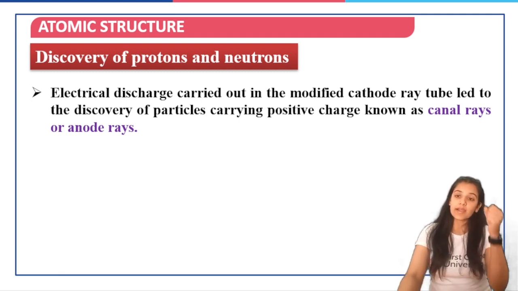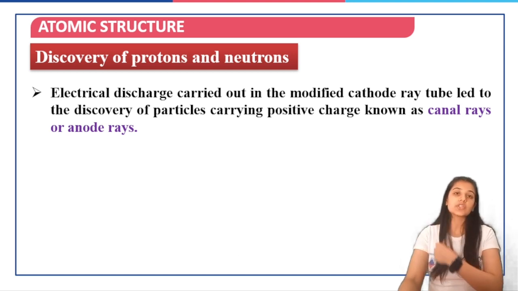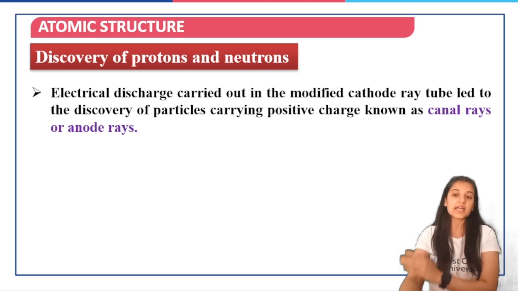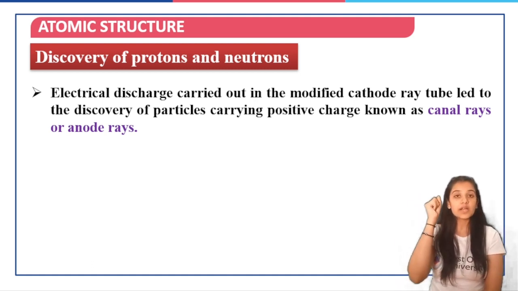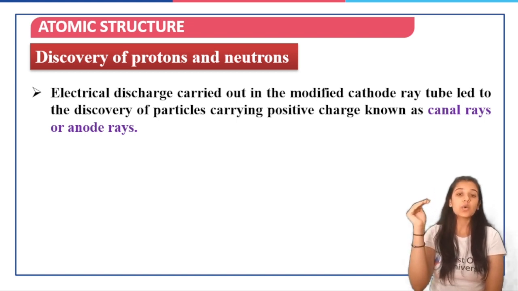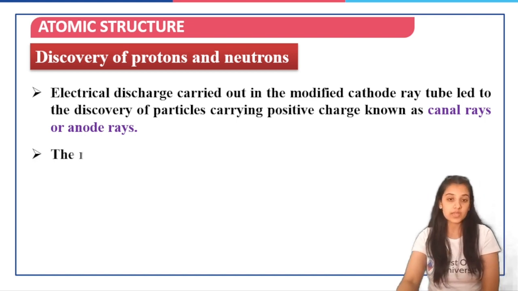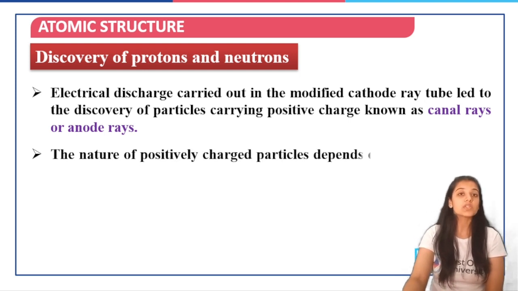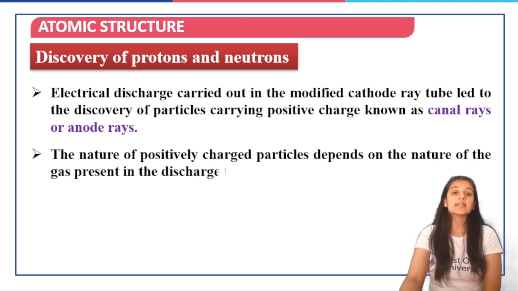What was arising from the cathode were the cathode ray particles, which were the electrons, or which behaved as electrons in the presence of electric or magnetic field. And what arose from the anode, on the right-hand side, are called the canal rays or anode rays, which were carrying positively charged particles. The nature of the positively charged particles depends on the nature of the gas that is present.